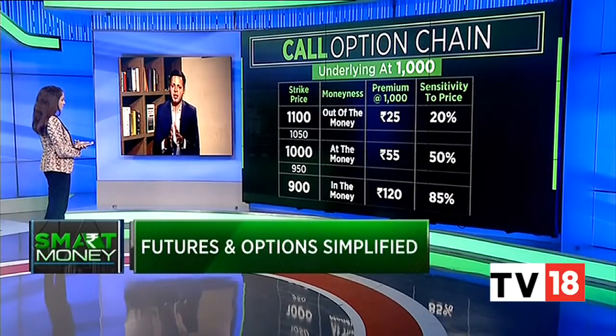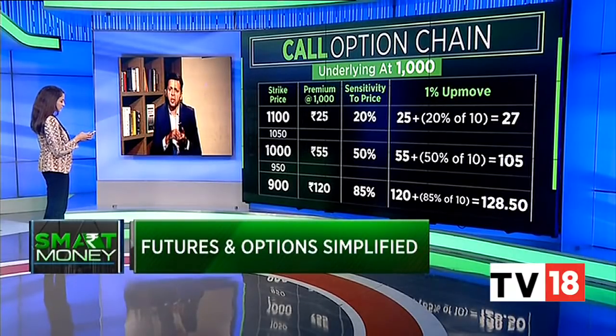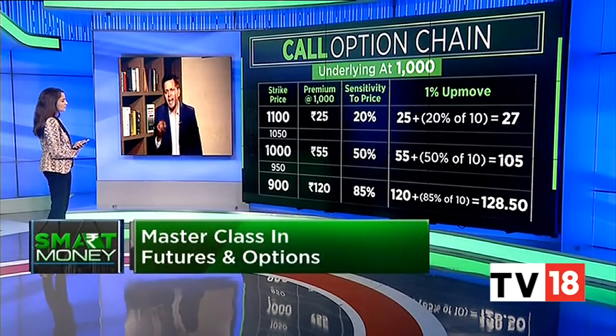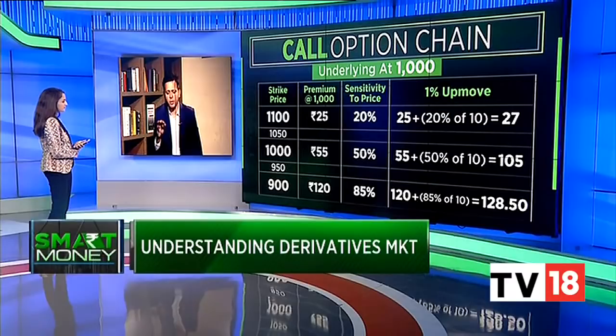Similarly, say the underlying moves 1% up. So a 1,000 rupees underlying becomes 1,010. An at the money option, in this hypothetical example we have taken, moves by 50% of the underlying price movement. So the underlying price movement was 10 rupees, which is 1% of 1,000. So the at the money option will move 50% of that, that is 5 rupees. The existing premium was 55, so you get 55 plus 5. If you look at in the money, then it would be 120 plus 80%. So this is how prices move.